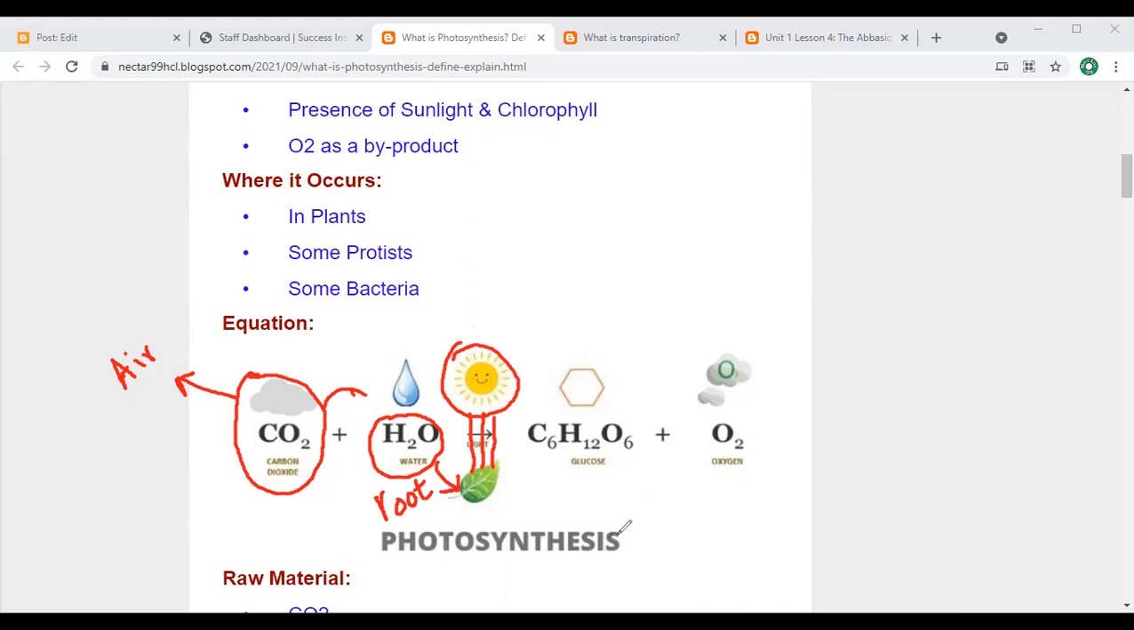That is also mentioned here. The product we get, or the food for a plant, is glucose. This is the chemical formula of glucose, and that is the structure of glucose. And here the oxygen, O2, is what we get as a byproduct.